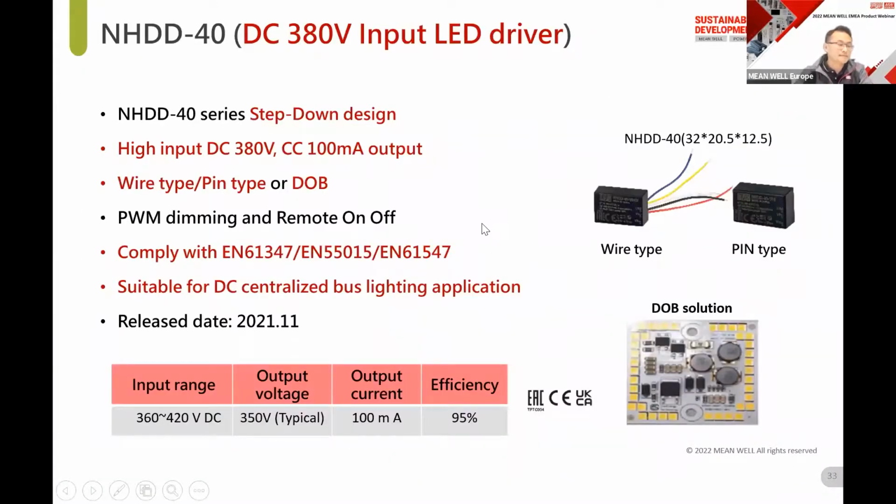HDD is designed for the DC centralized bus application. High input voltage is 380 volt. Constant current output. The dimension is very small, very easy to design into a project with limited space. Wire type or pin type are available. It also has a DOB type for designers to integrate into the luminaire circuit. The safety is certified with lighting standards. It's no problem to be used in lighting applications.